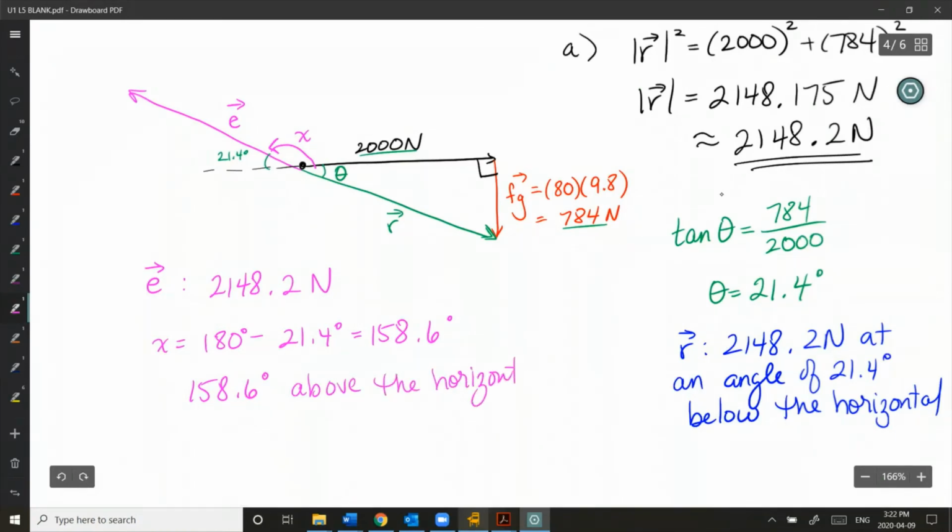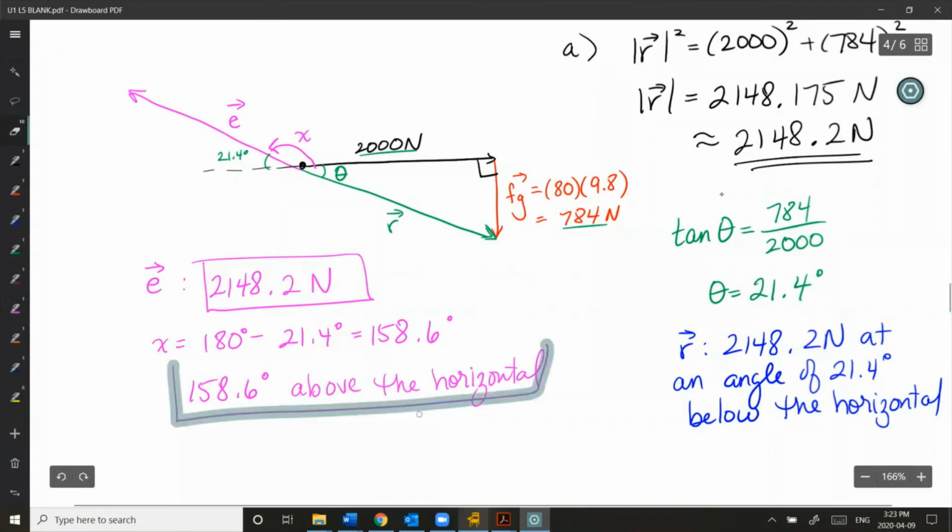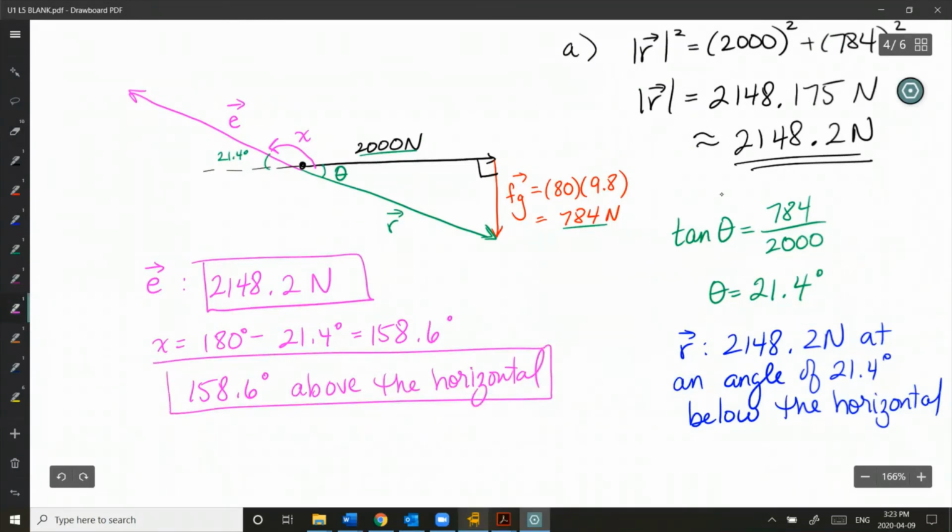Now I'm not really going to indicate a direction here because technically you could have drawn this diagram in the opposite direction that I drew it in. We don't really have much information as to whether the clown was shot this way or actually shot this way. So there's a couple ways that you could have drawn your diagram here. So I think if we say 158.6 above the horizontal and we have that supporting diagram there, that should be good. But if you want to answer it based on your diagram, in this case, it would be in a counterclockwise direction.